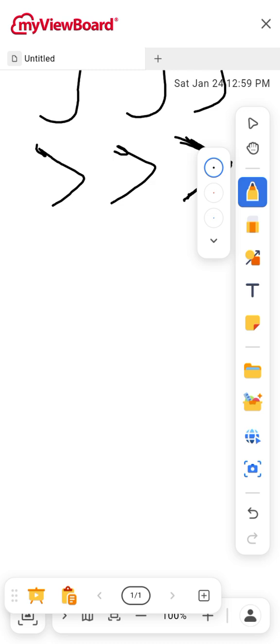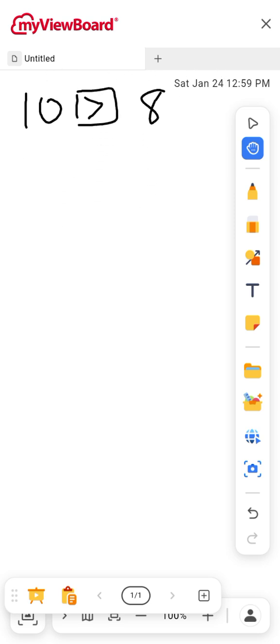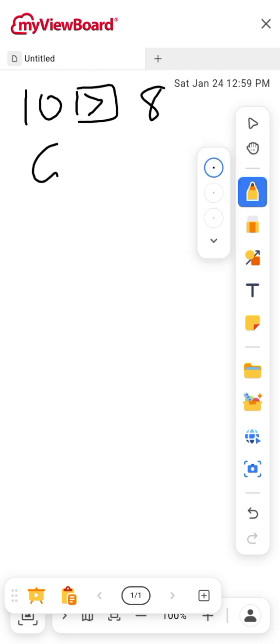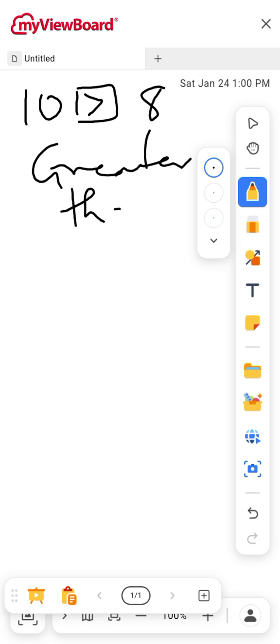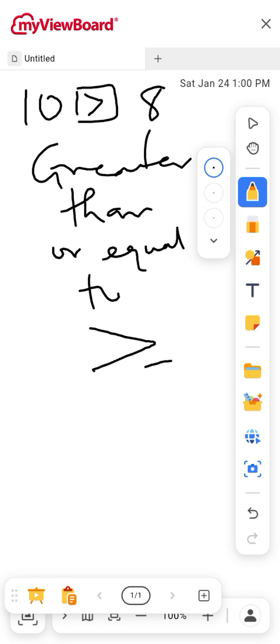So let's say I want to relate these quantities together. 10 and 8. 10 is greater than 8. We also have our greater than or equal to sign. So how is that sign represented? A greater than or equal to sign is represented like this.